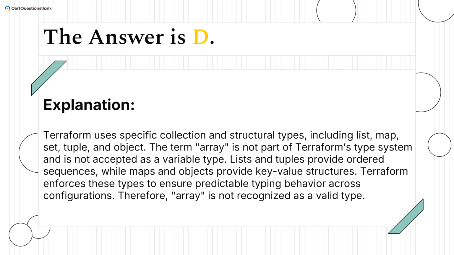The answer is D. Terraform uses specific collection and structural types, including list, map, set, tuple, and object. The term array is not part of Terraform's type system and is not accepted as a variable type. Lists and tuples provide ordered sequences, while maps and objects provide key-value structures. Terraform enforces these types to ensure predictable typing behavior across configurations. Therefore, array is not recognized as a valid type.